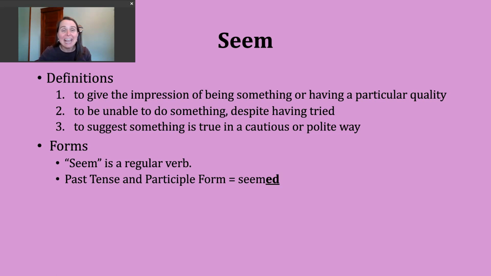But we can add ed to this verb to form the past tense and participle as well. To work on a little bit of pronunciation, our base verb here, seem, ends in a voiced M sound. This means that the ed ending is just going to make a D sound when I say it. I am not adding an extra syllable. So it should sound like this: seemed, seemed.